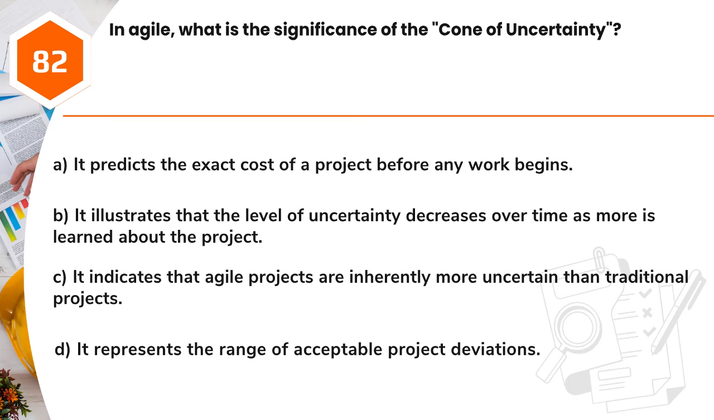Question 82. In Agile, what is the significance of the cone of uncertainty? A. It predicts the exact cost of a project before any work begins. B. It illustrates that the level of uncertainty decreases over time as more is learned about the project. C. It indicates that Agile projects are inherently more uncertain than traditional projects. D. It represents the range of acceptable project deviations.